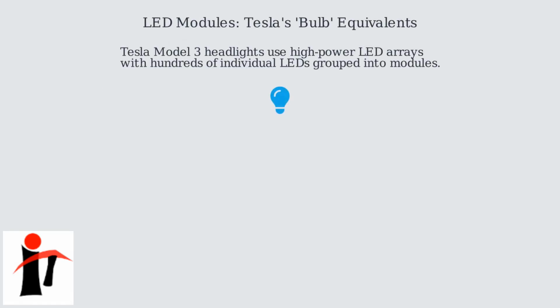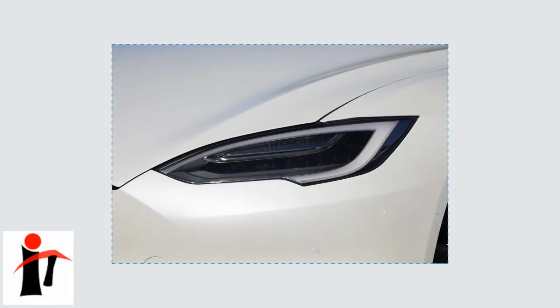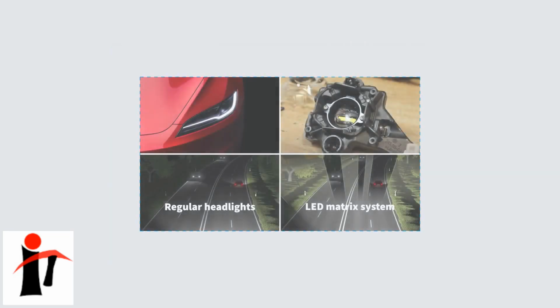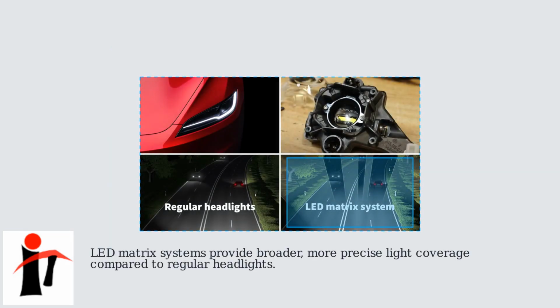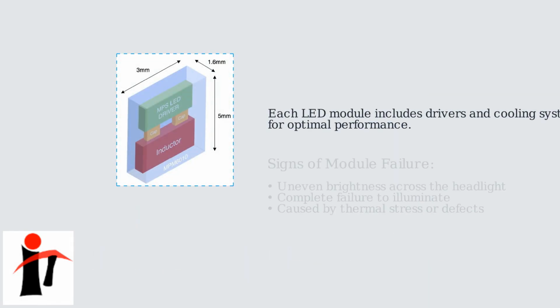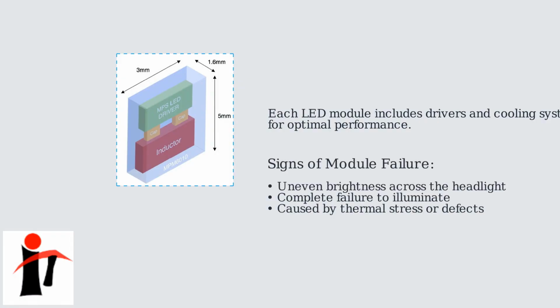Tesla Model 3 headlights feature advanced LED arrays with hundreds of individual LEDs grouped into modules, controlled by the vehicle's body control module. Unlike traditional vehicles with replaceable bulbs, Tesla's design integrates these LEDs into sealed modules. As shown in this comparison, Tesla's LED matrix system offers superior illumination with adaptive beam patterns that adjust to driving conditions. The LED modules incorporate specialized drivers and integrated cooling systems.